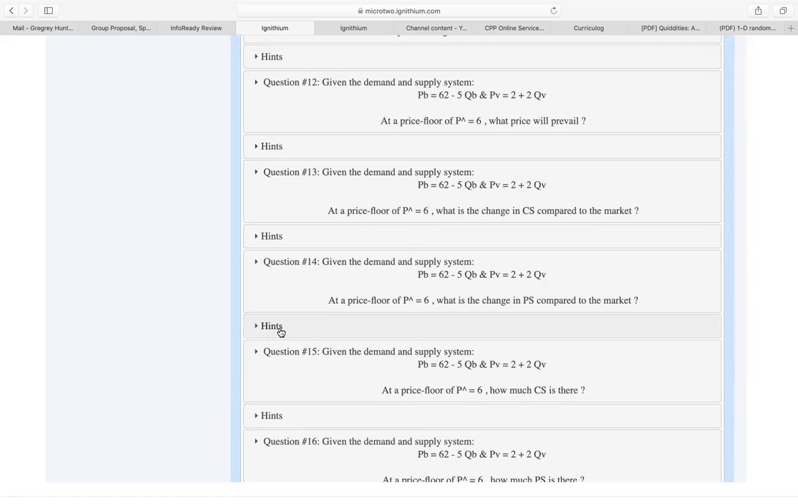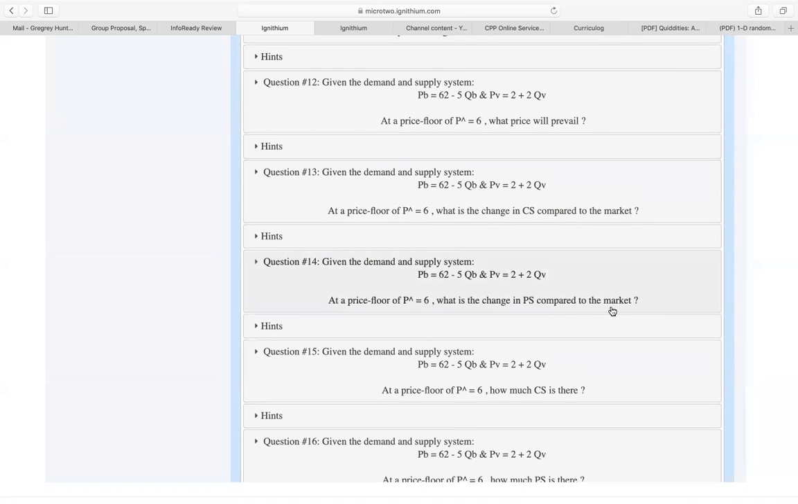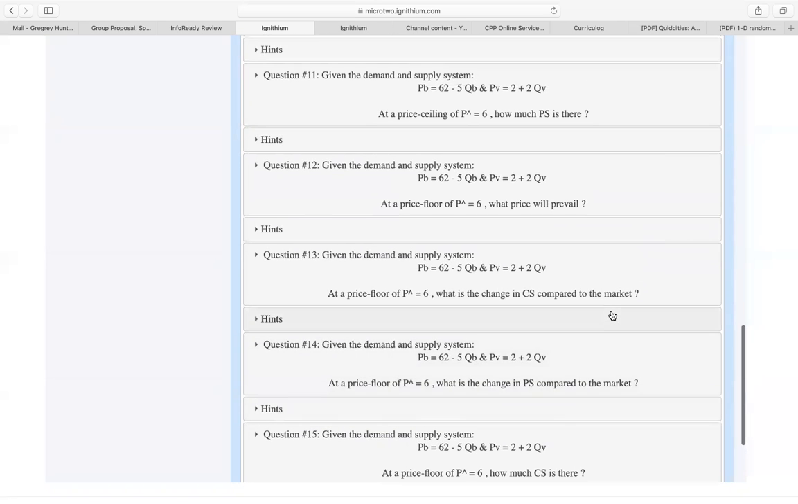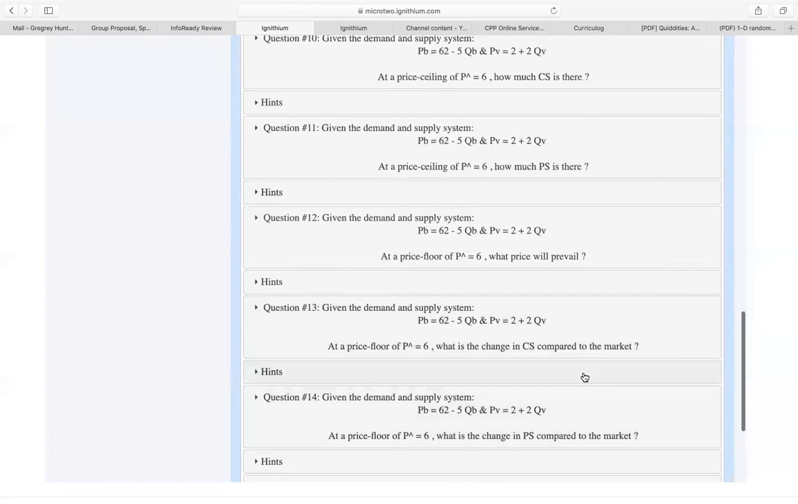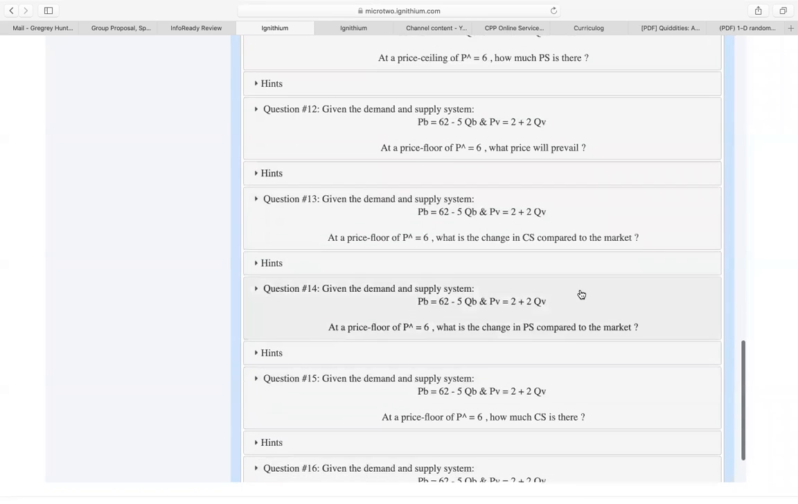Okay, yeah, and we can talk more about that stuff during the main lecture, just to make sure that everything's clear. But so we had a request to work on number 14. Let's just see. So this is a price floor question, and it's the change in producer surplus compared to the market. So that seems reasonable. And all the ones before it, notice that they're related here. So for example, this is price ceiling number 11.